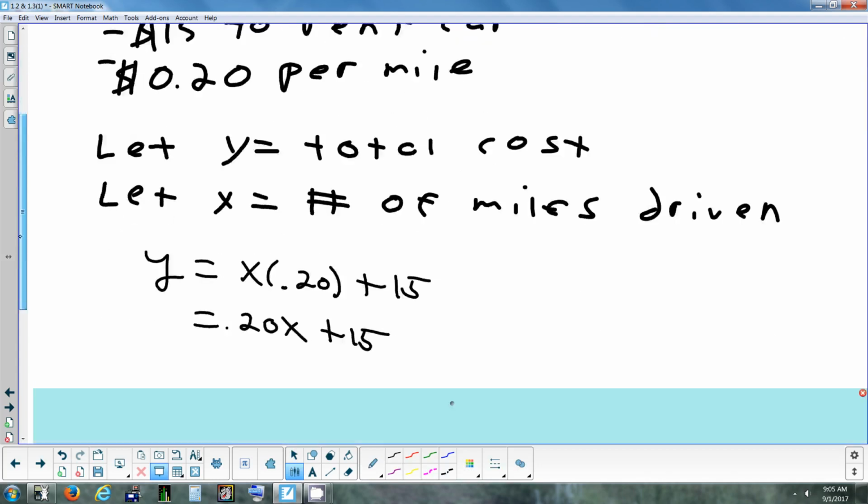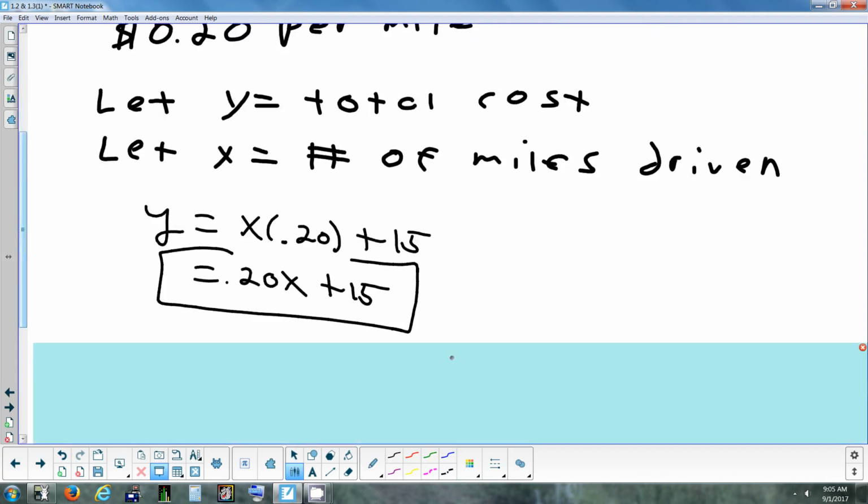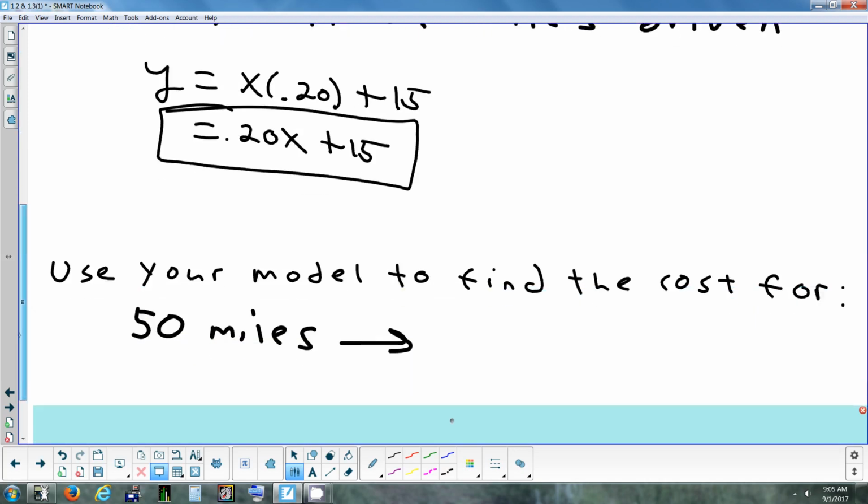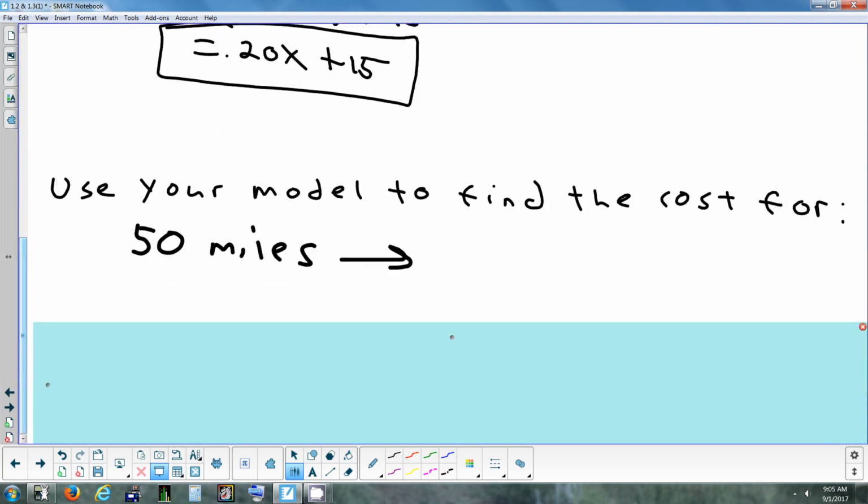Okay, so there's our equation to model the situation. To just write the equation, we didn't really need a picture. Okay, this wasn't a real visual problem. Okay, so now we're going to use our model to find the cost to drive 50 miles.